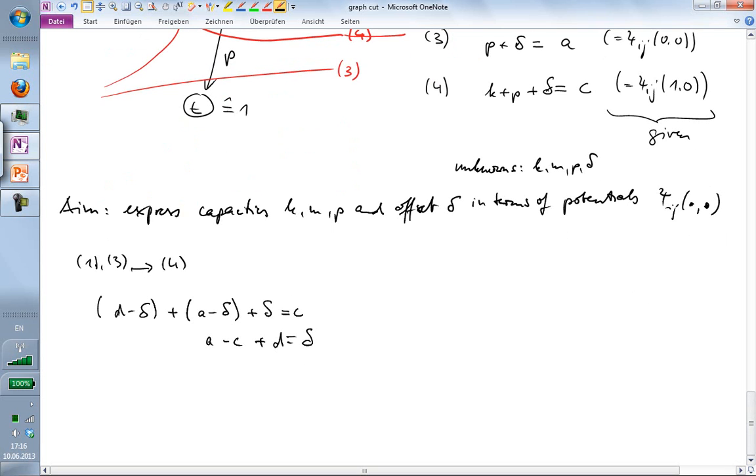So A, B, C, D were just shorthands for my potentials. So I already have the first equation here that tells me what delta should look like. Delta was known, and these here were given.